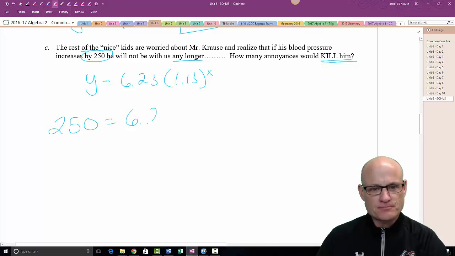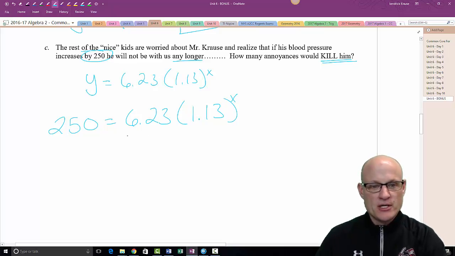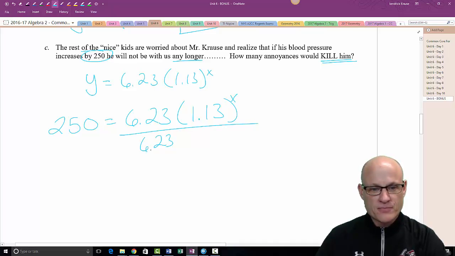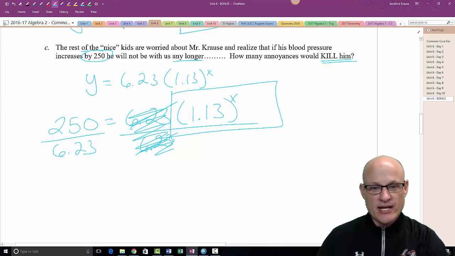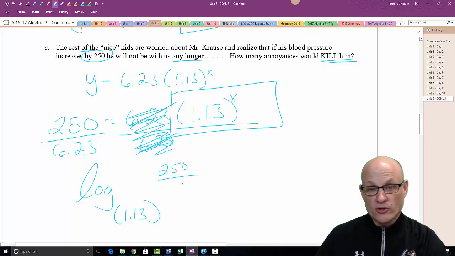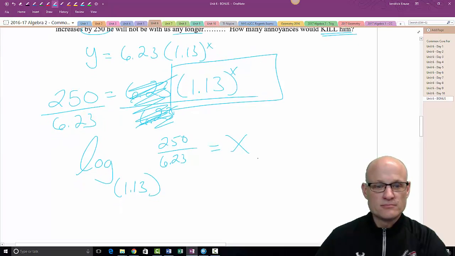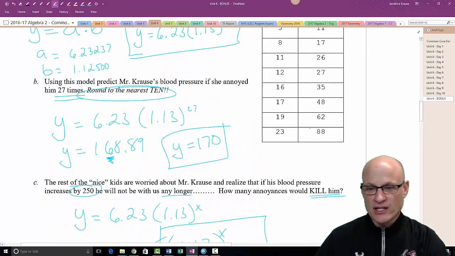All right, it's pretty simple. It's an exponential function. In order to solve an exponential function, you must turn it into a log function. My God, my phone's blowing up. Divide by 6.23. And I'm just going to leave it like that. I don't really need it. So now I have a logarithmic function, with this base and exponent. So it's log base 1.13 of 250 over 6.23 equals x.